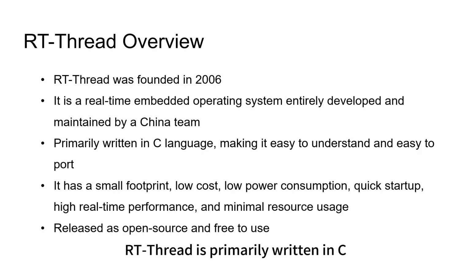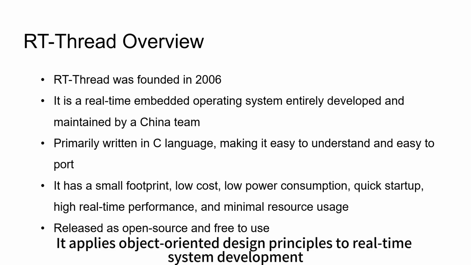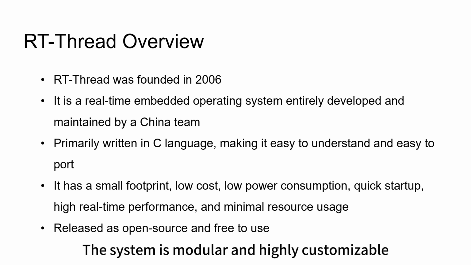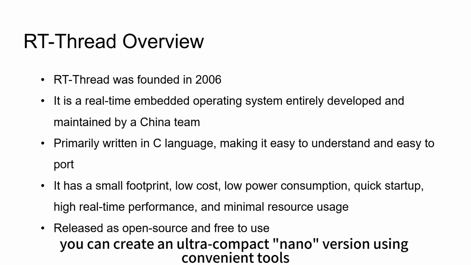RT Thread is primarily written in C, making it easy to understand and portable. It applies object-oriented design principles to real-time system development, resulting in elegant code and clear architecture. The system is modular and highly customizable. For resource-constrained microcontrollers, you can create an ultra-compact nano version using convenient tools.